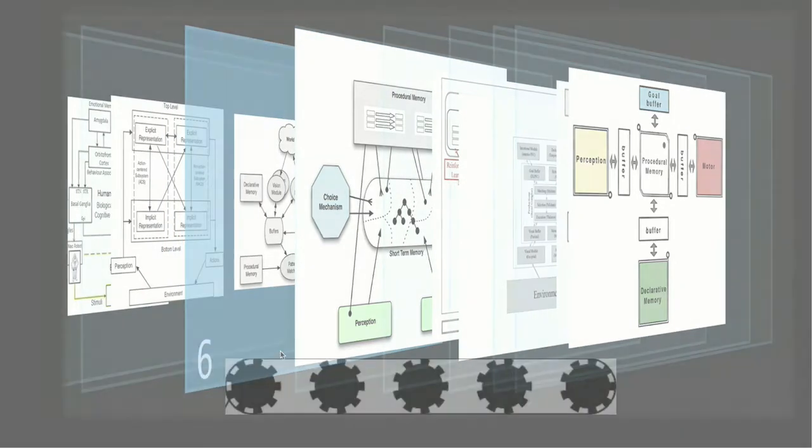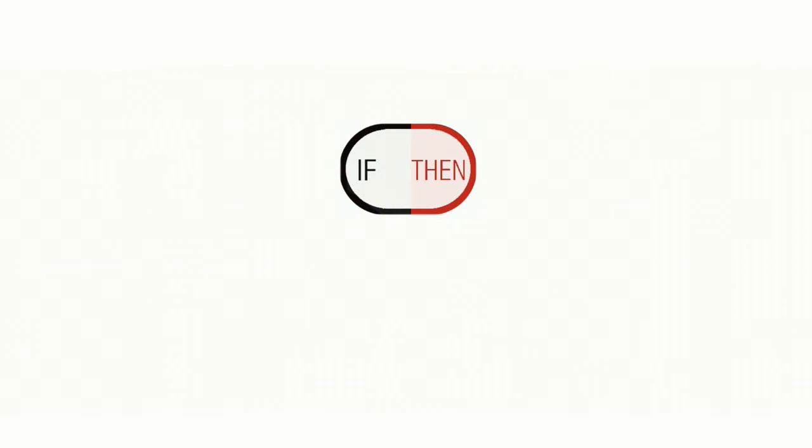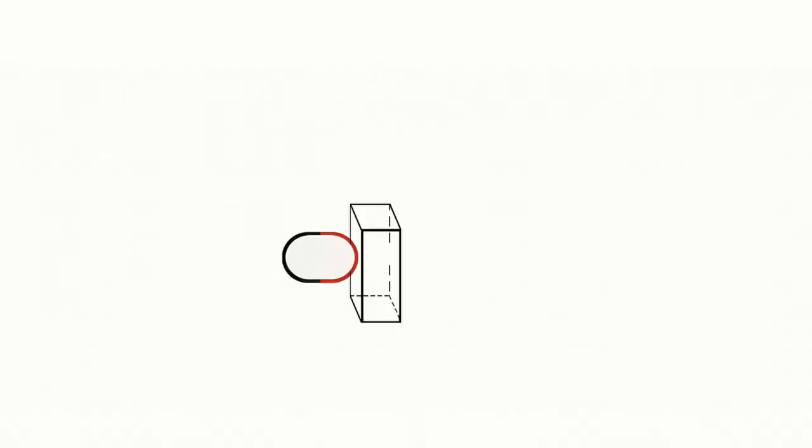Here, we depict a single production visually as a single if-then statement. If it matches a condition, then it fires an action. If it matches, then it fires and changes the states in buffers. A buffer can be thought of as a container holding information.